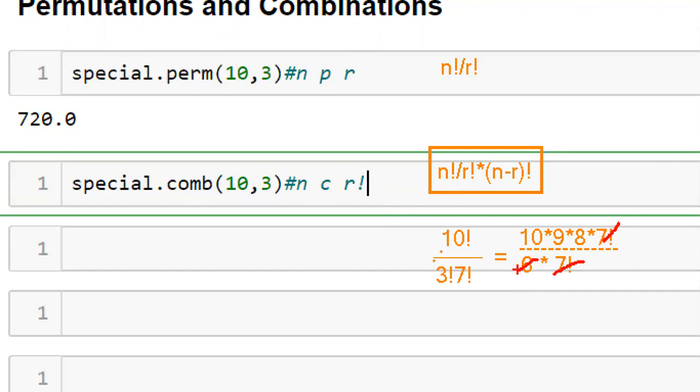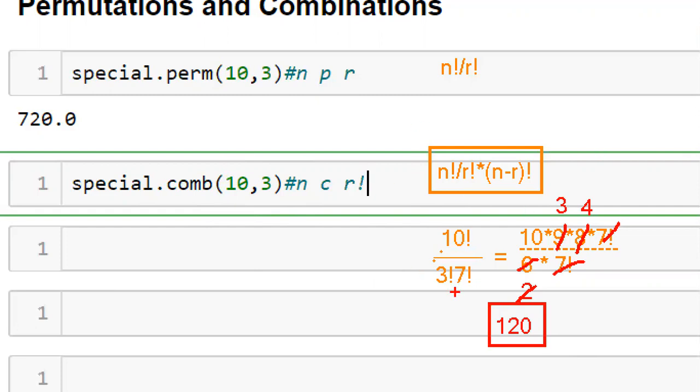Next, 3 twos are 6, and then 3 threes are 9, and then you can cancel this 2 with 8. Now here it will become 4. Now the final value will be 3 into 4 into 10, that is 120. Now when you run this combination of 10 comma 3, it should return 120, right?